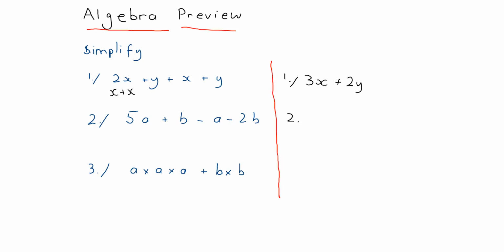All right, question 2. Let's see. I've got 5 a's, and if you want to, you can imagine it as a plus a plus a plus a plus a, plus b. Then I take away an a, and I take away 2 b's. You don't have to write it out like this if you don't want to. So a plus a plus a plus a plus a minus a means you had 5 a's and you've taken 1 away, meaning you've got 4 times a, 4 lots of a, and plus b minus 2b.